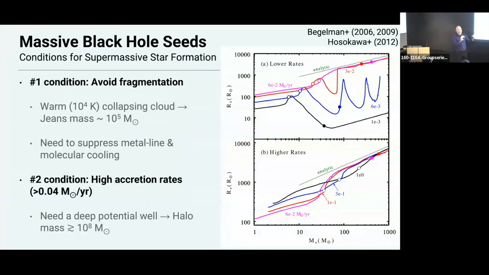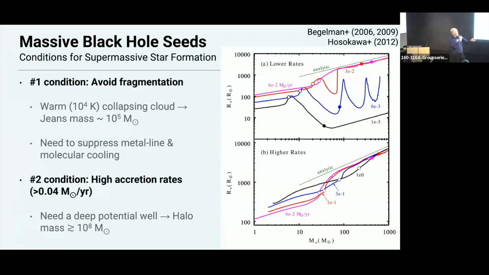So you need to suppress cooling, right, for metals and molecular cooling. And also, you need to have super high accretion rates. These are orders of magnitude higher than what you'd find in the present day, roughly above, say, 0.04 solar masses per year, but this was first shown by Jose Carlos-san.